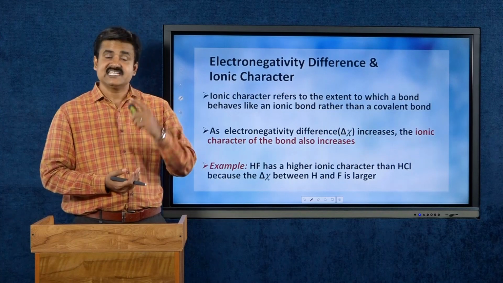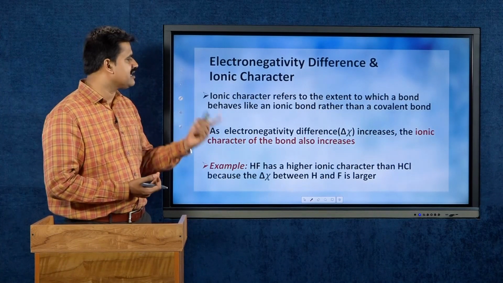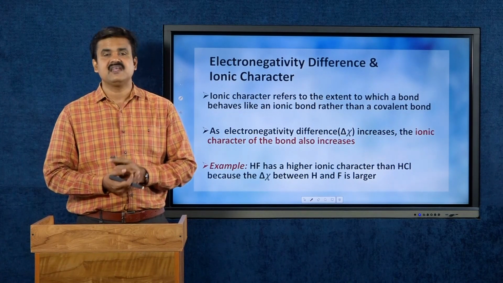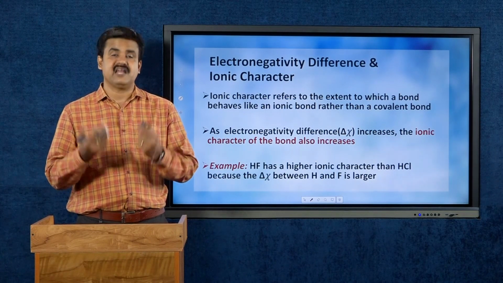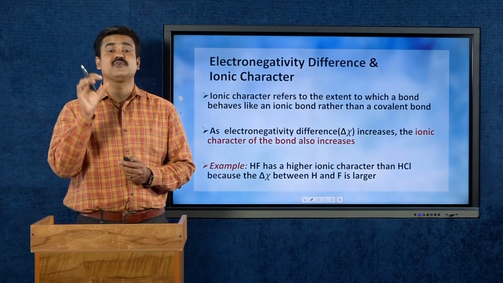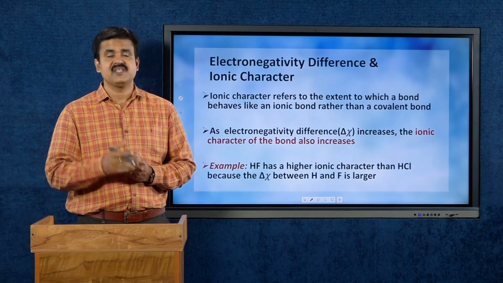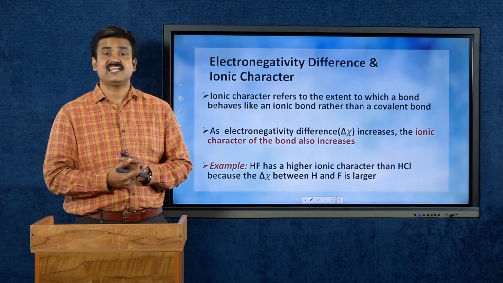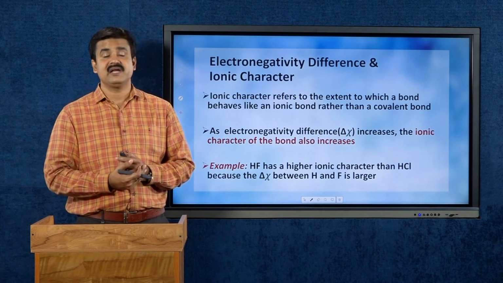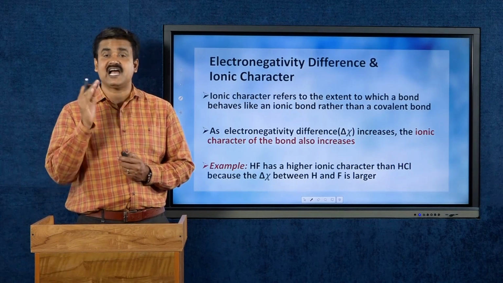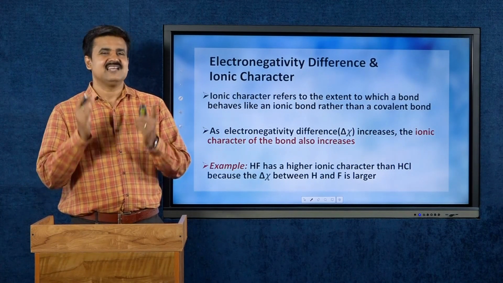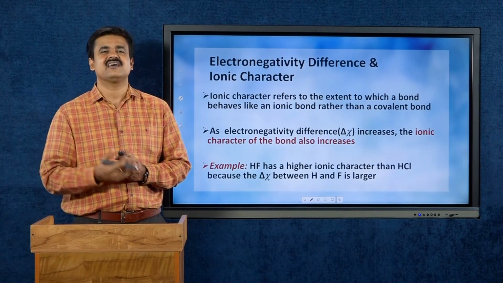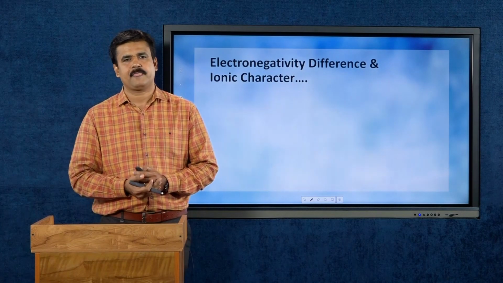For example, HF has higher ionic character than HCl because delta chi between hydrogen and fluorine is larger. That is, in HF, fluorine is the most electronegative atom, and hence the electronegativity difference between hydrogen and fluorine in HF, delta chi, is very high compared with the electronegativity difference between hydrogen and chlorine in HCl. That leads to the conclusion that the HF molecule is associated with higher ionic character than HCl.